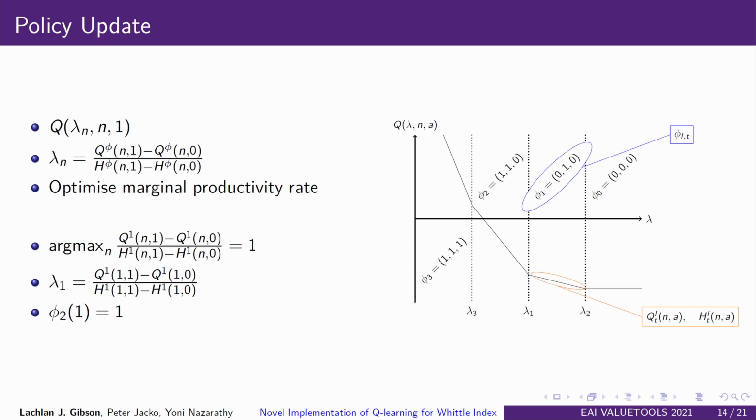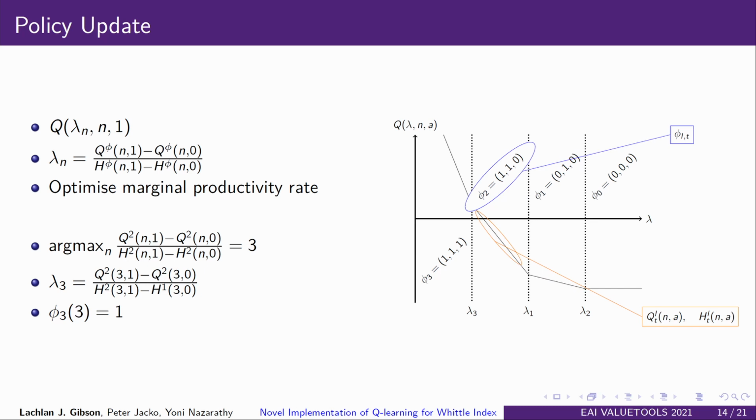This process is then repeated in the next region, where of the remaining available states, state 1 maximizes the marginal productivity rate, so the Whittle index of state 1 is estimated to be this value, and the optimal policy of the next region needs to activate state 1.